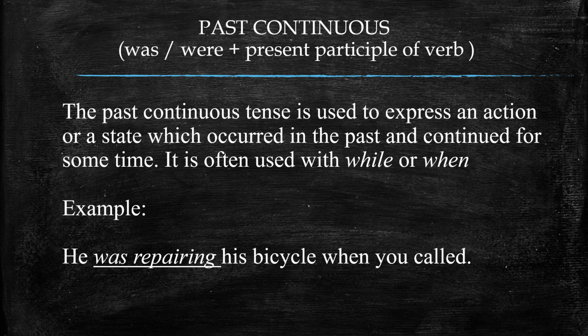Past continuous tense. In this tense, we use either was or were in addition with the present participle of the verb. The past continuous tense is used to express an action or a state which occurred in the past and continued for some time. It is often used with while or when. For example, he was repairing his bicycle when you called.